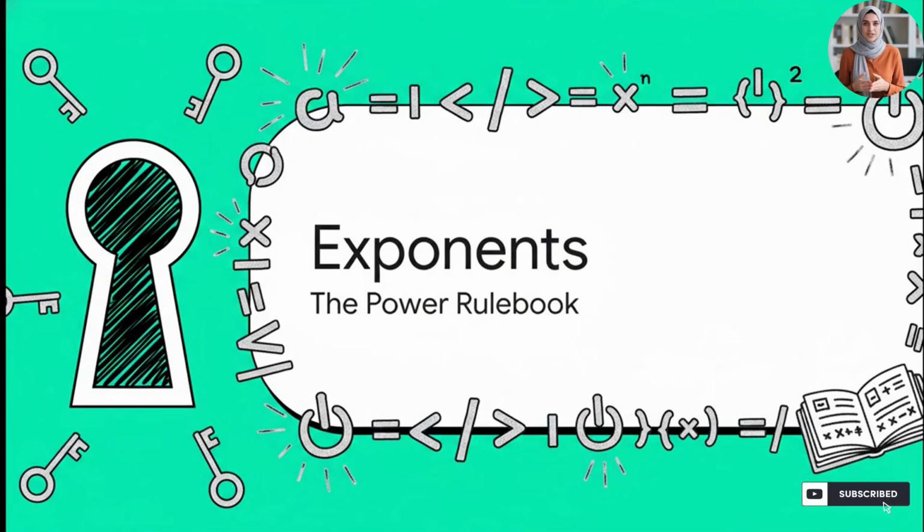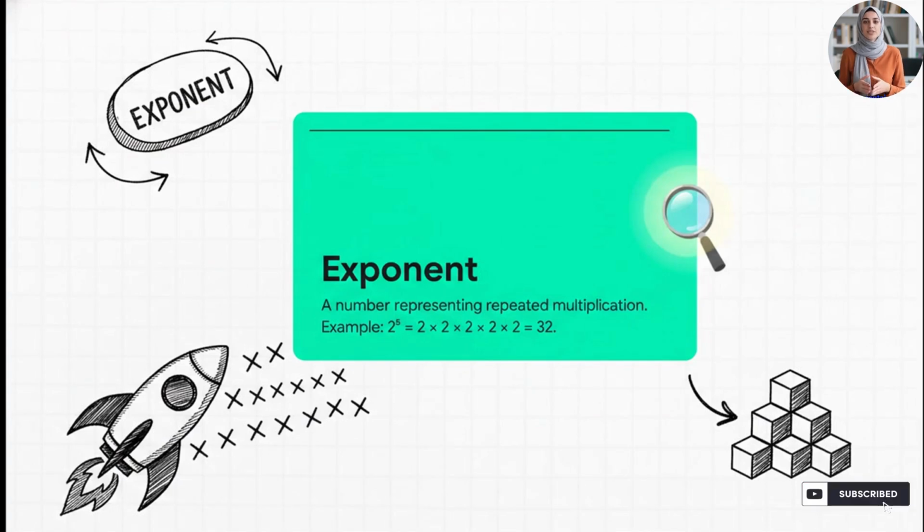So, every code has its keys, right? Well, in algebra, one of the most powerful keys you can have is the exponent. Seriously, once you master this one little symbol, you'll see how everything else just starts to click into place. So, what even is an exponent?